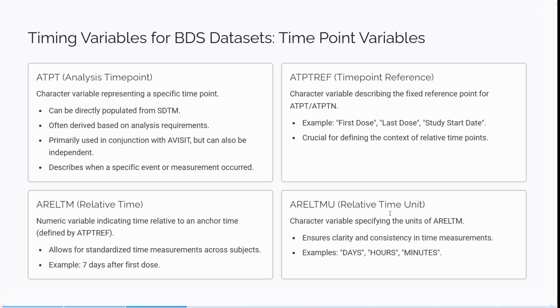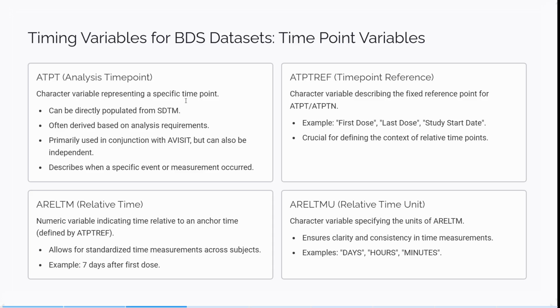Okay, so these are the differences between the analysis time point reference, relative time, and relative time unit. The ATPT can be within a visit. Example: blood pressure assessment at 10 minutes, 20 minutes, 30 minutes post dose at a visit equal to week 1. So that you can measure like 1 hour, 2 hours, if the subject is taking the medication at intervals, like 1 hour intervals.